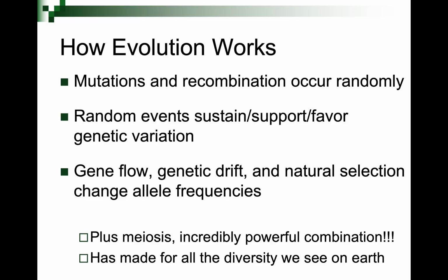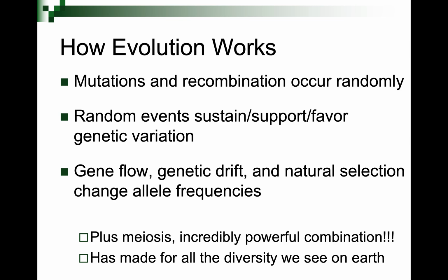All right, so how does evolution work? Mutations and recombination are going to occur randomly. Random events are going to sustain, support, or favor genetic variation. You have things like gene flow, genetic drift, and natural selection that are going to change allele frequencies. And then that is all wrapped up in meiosis and recombination. And this is what's really made all the diversity that we see on Earth today. It's a fantastic process. It really helps explain a lot of the diversity that we see, and it's something that we can actually test and explore in science.